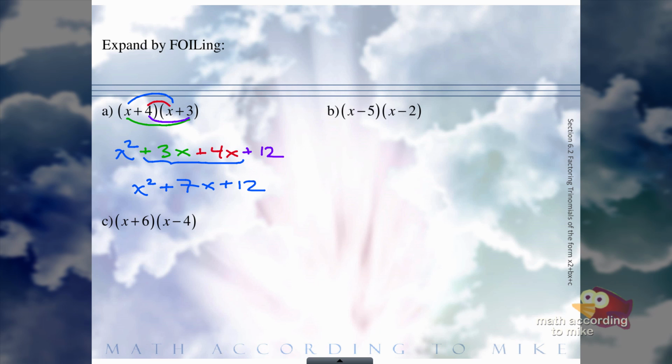So let's do it again in part B. Multiplying the first terms, we get x squared. Outer, we get negative 2x. Inner, we get negative 5x. And negative 5 times negative 2 for last is positive 10. We again have like terms here. So we get x squared minus 7x plus 10.